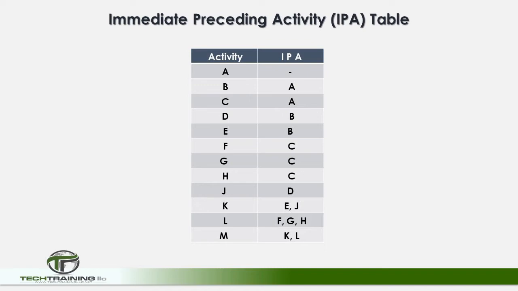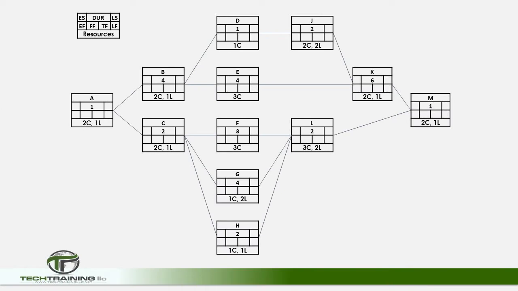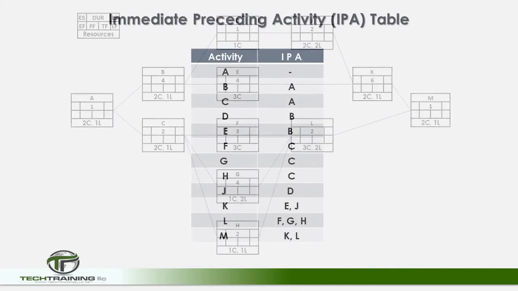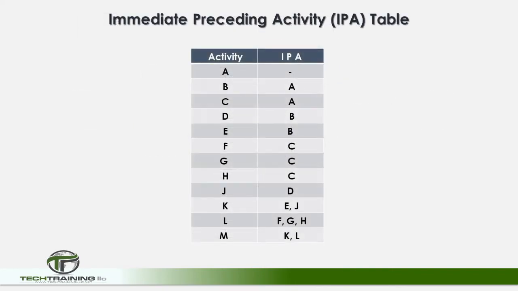Now, let's move to the calculations for our schedule. Here is our sketched out schedule. As you can see, Activity B and Activity C cannot be completed until Activity A is completed. Activities D and E cannot be completed until Activity B is complete, and Activities F and G and H cannot be completed until Activity C is complete. Now this matches our IPA table. As you can see, the precedent for Activity B and C is Activity A, and so on.